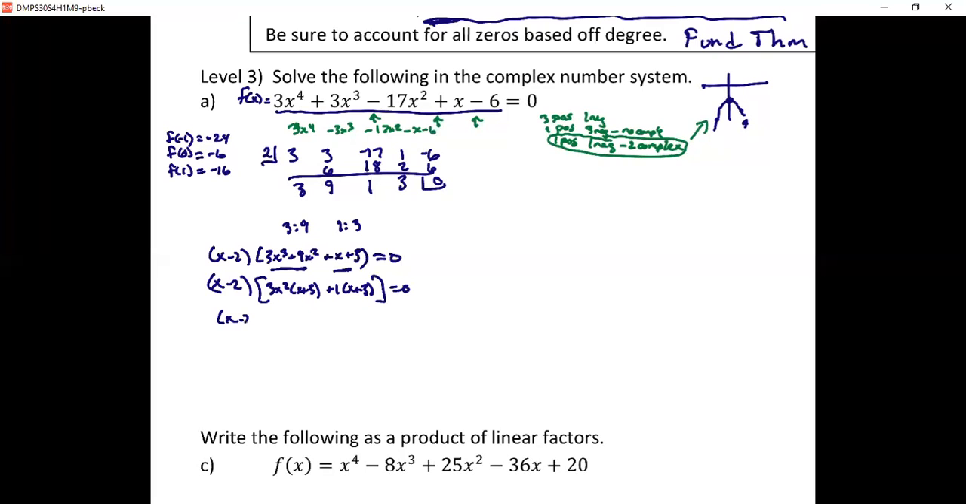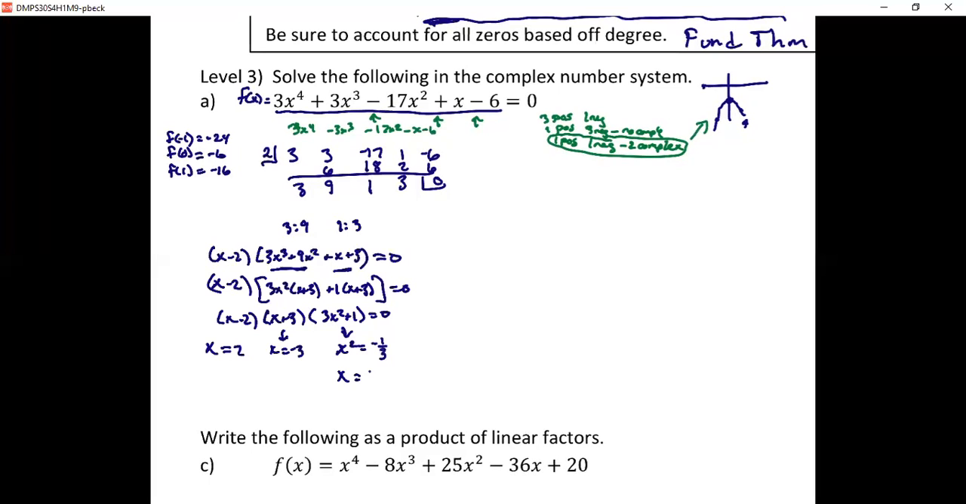Then it gives me x minus 2, factor out the x plus 3, and I'm left with 3x squared plus 1. So now I can solve: x equals 2. From here, x equals negative 3. From here, I will have x squared is negative 1/3.